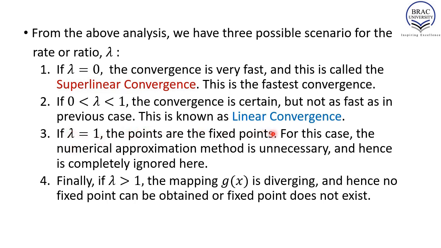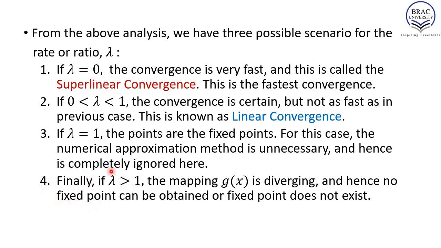The third possibility is lambda equal to 1. The points here are the fixed point already. So for this case, the numerical approximation method is unnecessary because you already know the fixed point. That's why lambda is 1, because the distance between the points is not decreasing, since they are the fixed point, and hence it is completely ignored here.